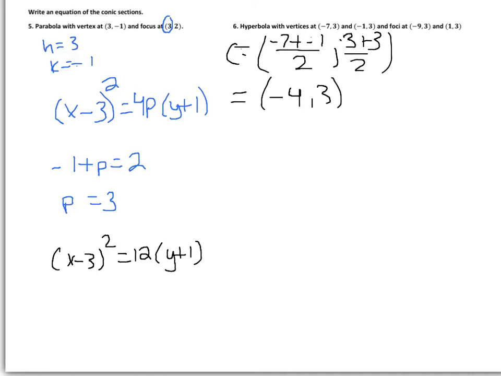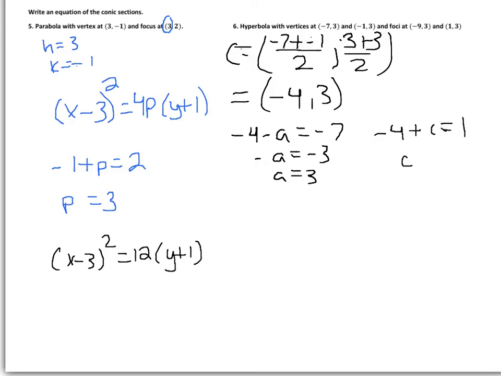Okay, now to get a, well, I know h minus a equaled -7. So -a equals -3, so a equals 3. Okay, so I got a. I can't do b with anything because it didn't change at all. So c, though, foci deals with c. Well, I know that -4 plus c equaled 1. So c equals 5.